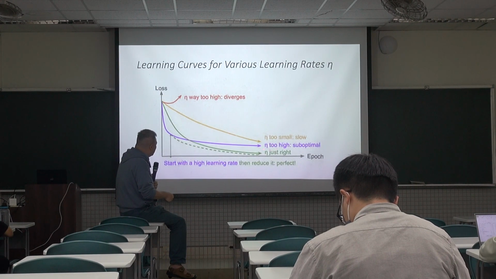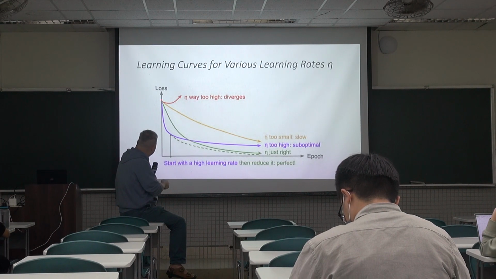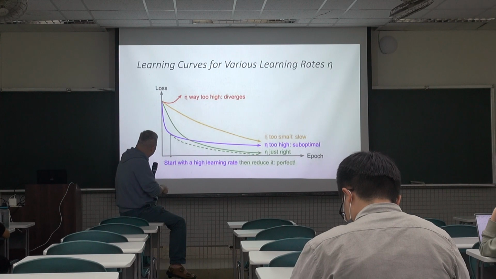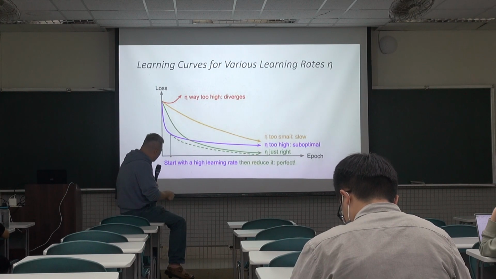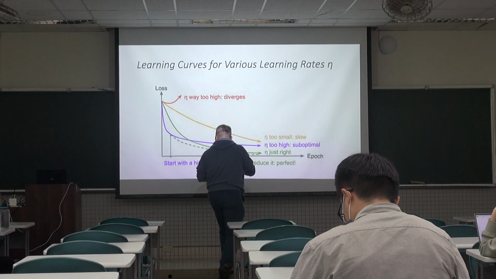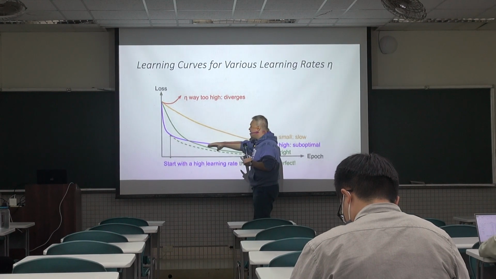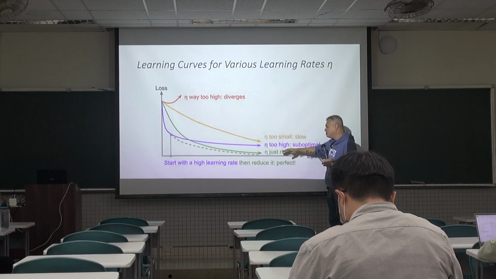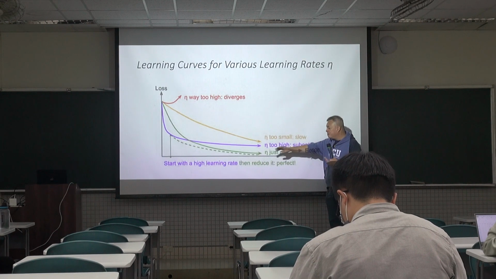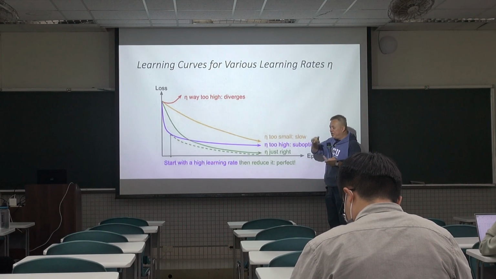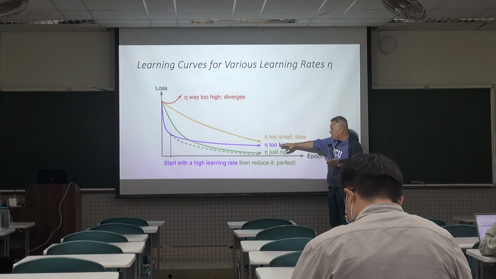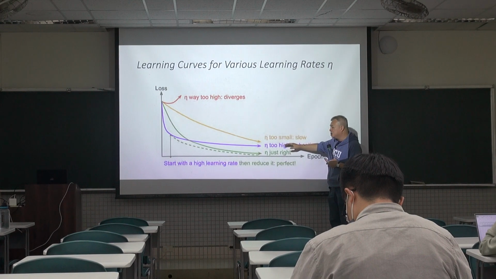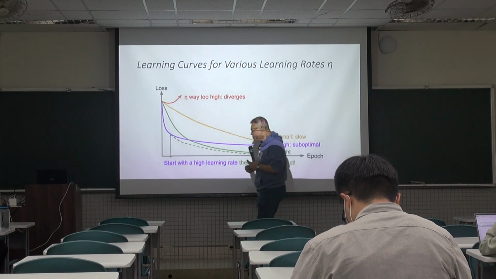If your learning rate is just slightly too high, what happens is that the model converges quickly initially, but you can see that the loss stays high eventually. So we get a suboptimal solution because the training may dance around the optimal solution, so we don't get the optimal one.